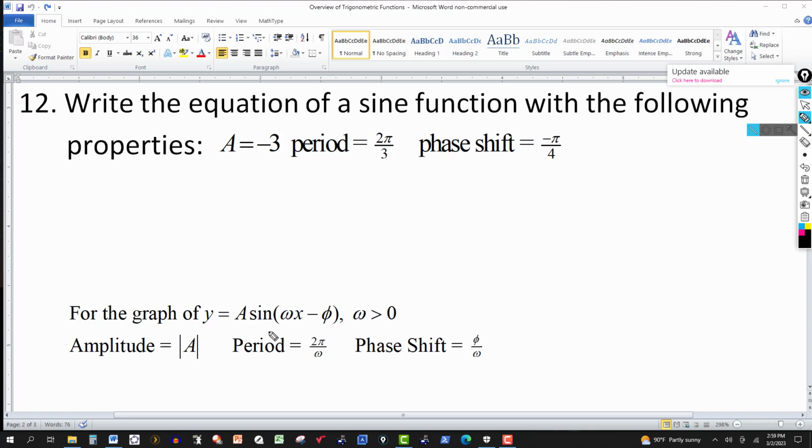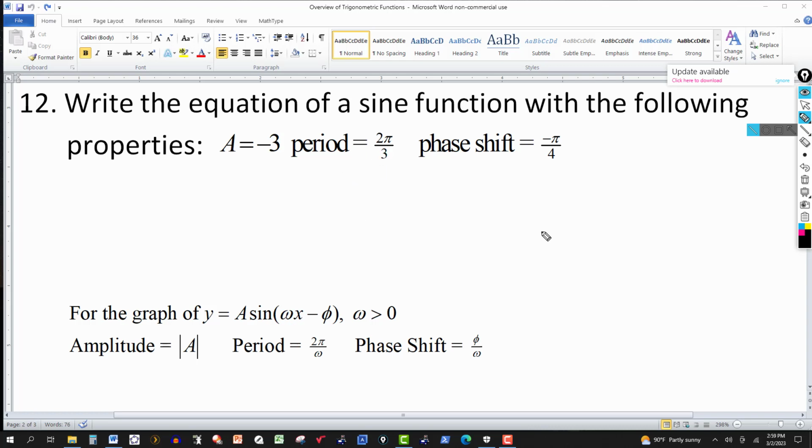The amplitude, if it's in this particular form, is the absolute value of a, the period is 2 pi over omega, and the phase shift is phi over omega. So we have to just fill in this information here. We know the a here to be -3. Now we need omega here. We have the period to be 2 pi over 3.